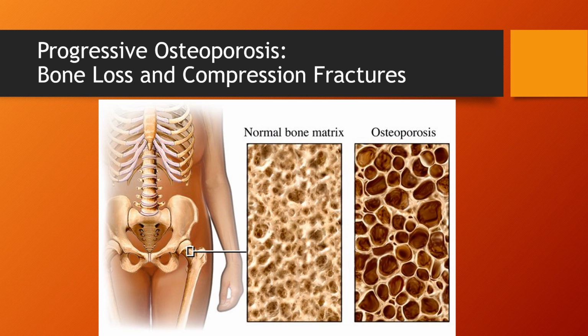So osteoporosis does tend to be progressive. Here we have a picture with the normal bone matrix. You see how it's very dense, very consistent, and then with osteoporosis, you see how it's very vacuous. It's not as dense, and so it's more fragile and friable, with an increased risk for breaking.